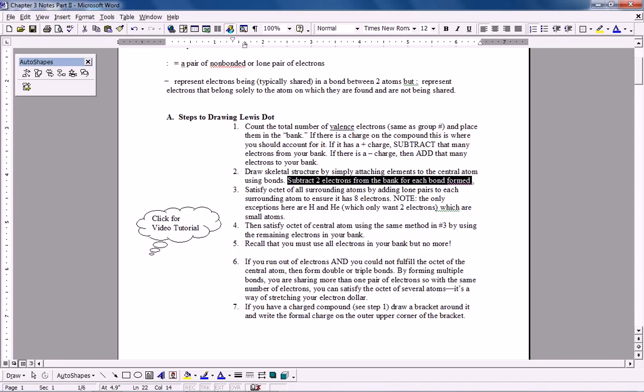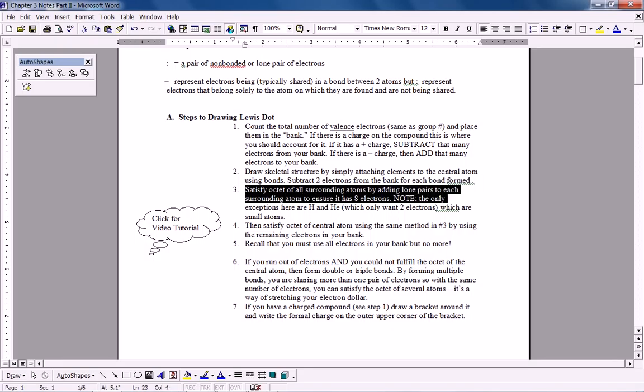The next thing we'll do is satisfy the octet of all the surrounding atoms by adding lone pairs. So what we're gonna do is look at each surrounding atom and say, all right, how many electrons does it currently have? Of course, make sure that you're counting the bond as those 2 electrons. That bond is going to count. And then add as many lone pairs, meaning pairs of dots, as you need to make 8. And of course, subtract those from your bank.